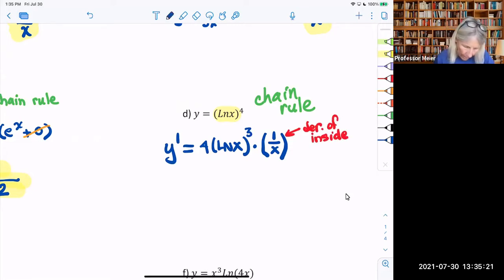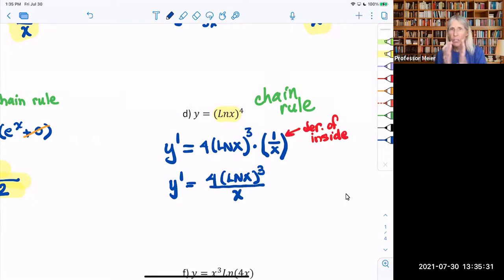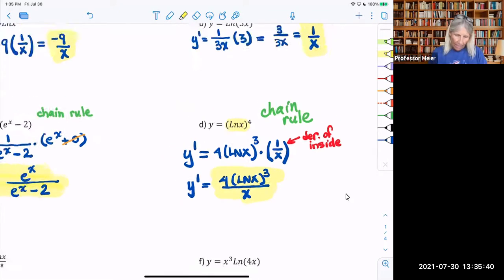All right, let's just write it a little nicer. So the derivative will be 4 natural log of x to the third power. Let's put the whole thing over x, right? Pushing that together, just multiplying those two fractions, and there's what we get. Okay. All right. Onward we go.